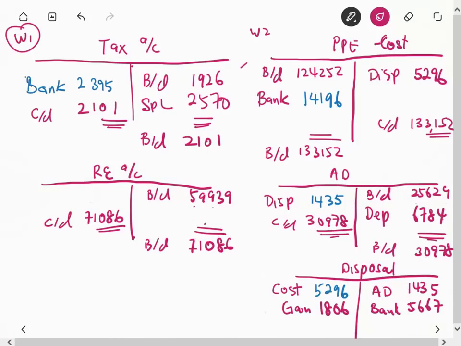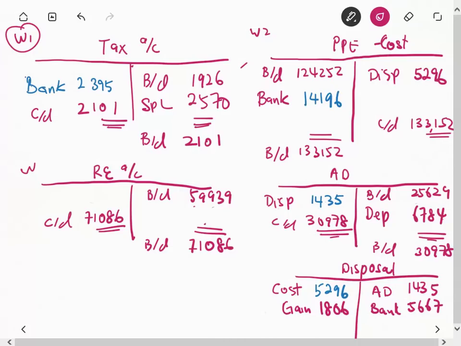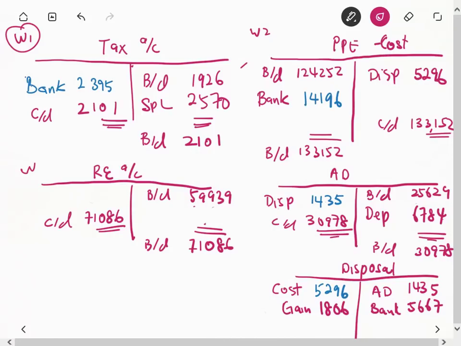Okay, this one you can call working 1, working 2, working 3, 4, 5, whatever working you have, I'll give a name, I'll give a number. So opening 59, closing 71. Just like your tax: opening, closing, P&L, balancing. So opening 59, can you find how much is the profit for the year?